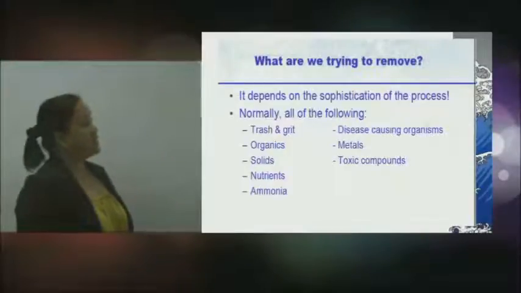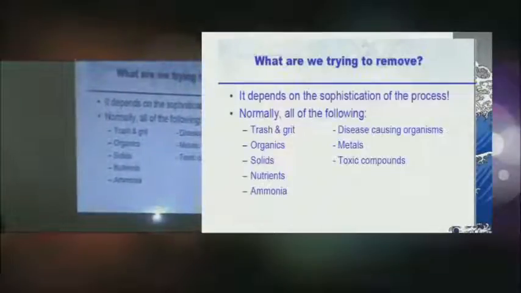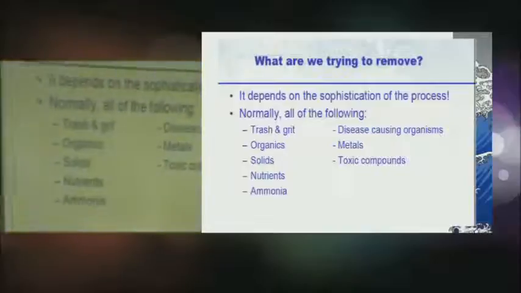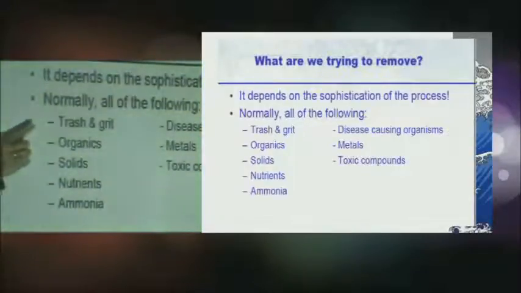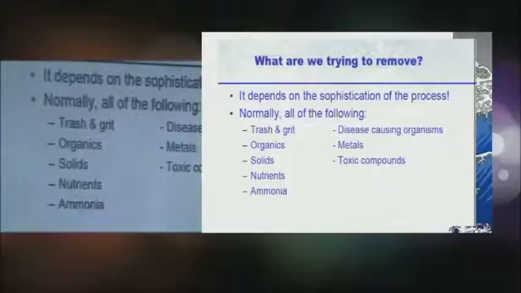When we try to treat either water or wastewater, what are we trying to remove? We're trying to remove any of these pollutants or contaminants. So we have trash and grit, organic solids, nutrients, ammonia, disease-causing organisms, metals, and toxic compounds. These actually affect the different water quality parameters that we have discussed previously.